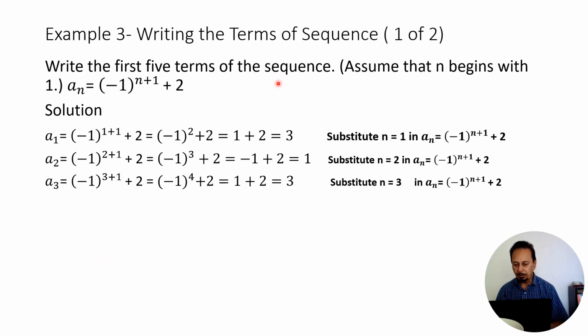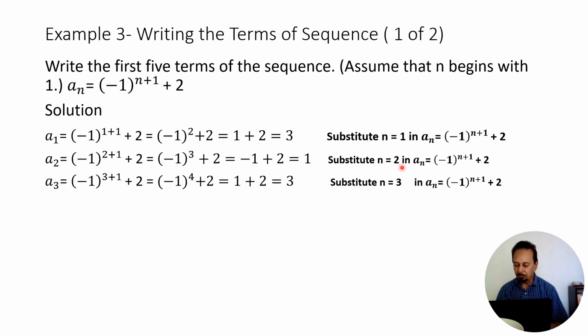Example 3. Here the nth term is negative 1 to the n plus 1, plus 2. To find the first term, we substitute n equals 1 in the formula. So this becomes a sub 1, negative 1 to the 1 plus 1, plus 2. Now that becomes negative 1 squared plus 2. Negative 1 squared is 1, so 1 plus 2 is 3. So the first term is 3.